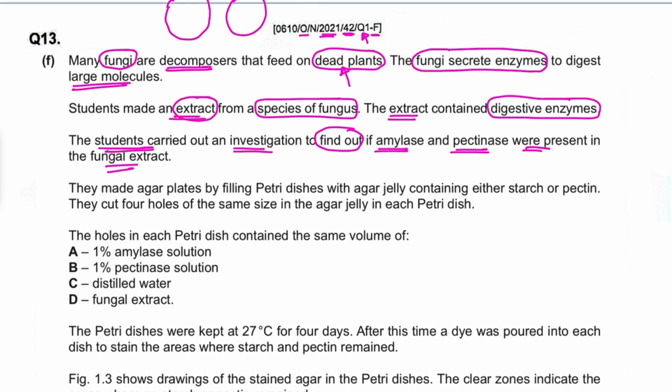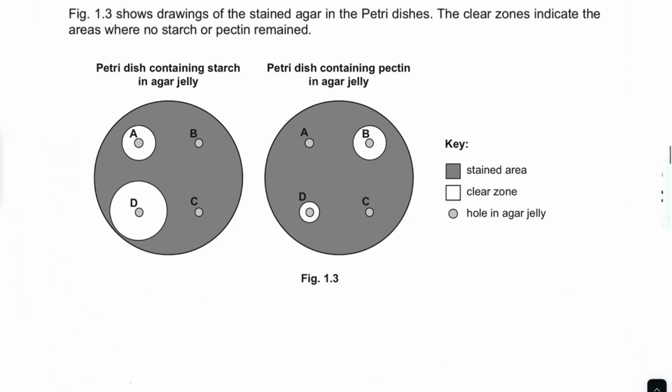Now, what they are saying is that they made agar plates and filled them with agar jelly that had either the starch or the pectin in it. And they cut 4 holes of the same size in the agar jelly in each petri dish. If you just look here, we have this petri dish, which has amylase in it. This is the other petri dish, and we have the pectin substrate in it.